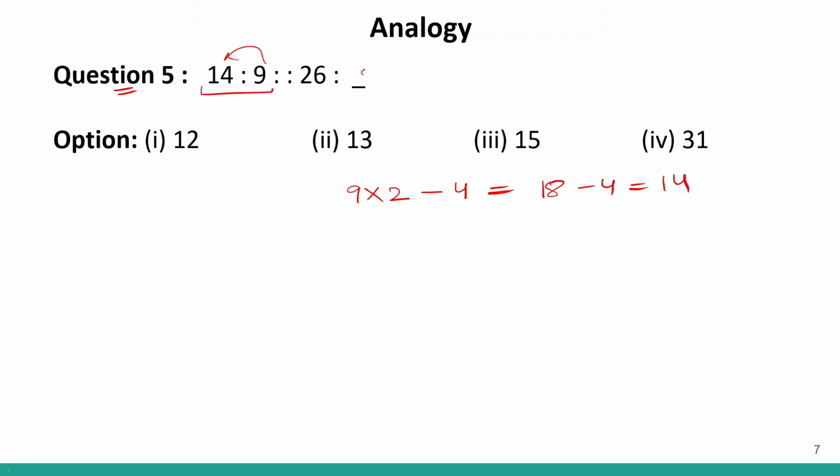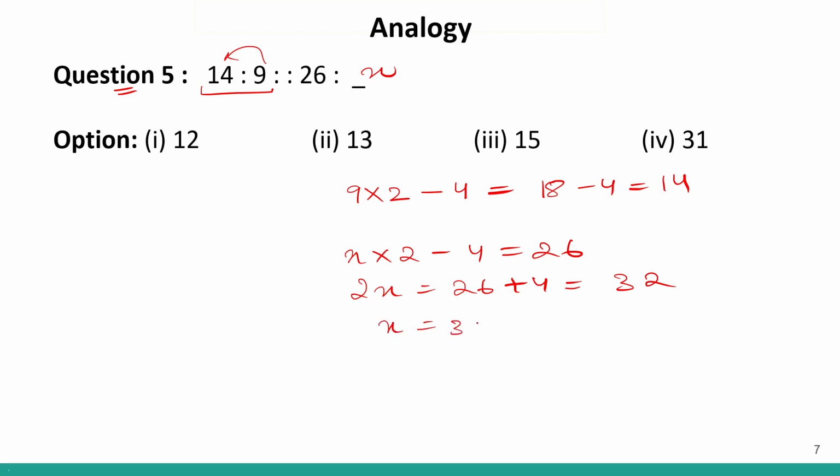Similarly, if I have to find x, so x into 2 minus 4 will give me 26, let us assume. So 2x will be 26 plus 4, that means it will be 30. And x will be how much? It will be 30 divided by 2, which is equal to 15. Correct? 30 divided by 2, which is equal to 15. So 15 will be the answer, which is given in option number 3. Okay? Option number 3, 15 will be the answer.